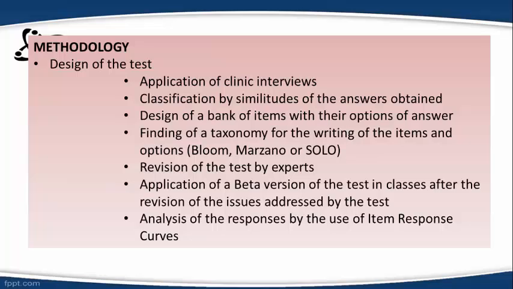At this point, we need to write the items under the suggestion of a taxonomy, chosen through the comparison between the 3 taxonomies previously mentioned. Once we have a bank of items, we will ask for the revision of experts. Their feedback will guide us for the correction of the test. Then, we will apply a beta version to obtain information that we will analyze with the use of the item response curves.